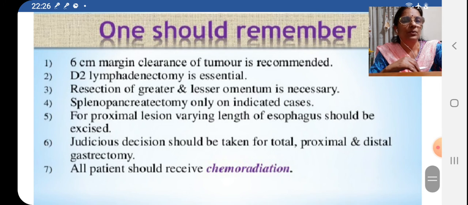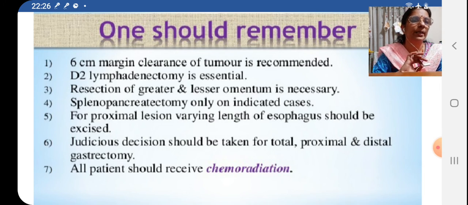A 5 centimeter margin clearance of the tumor is recommended proximally and 2 centimeter distally. D2 lymphadenectomy is essential, and resection of the greater and lesser omentum is necessary. Splenopancreatectomy only in indicated cases. Otherwise, you won't remove the spleen or tail of pancreas, because if you remove all these things, you will end up in more troubles.